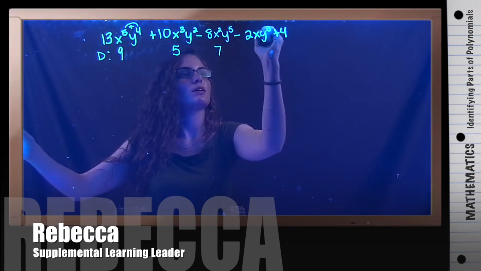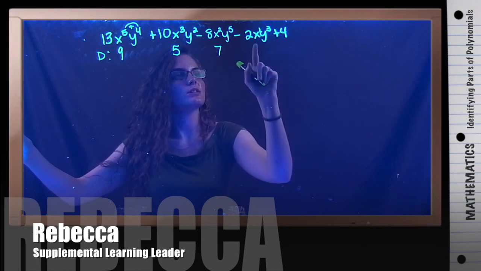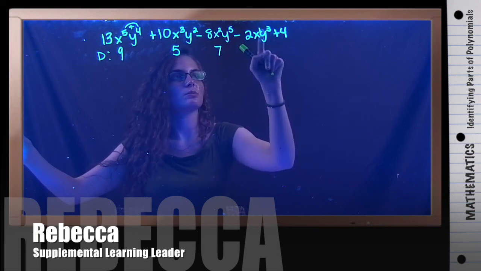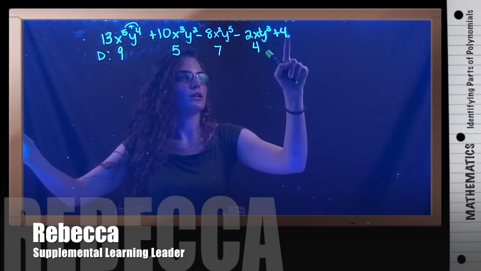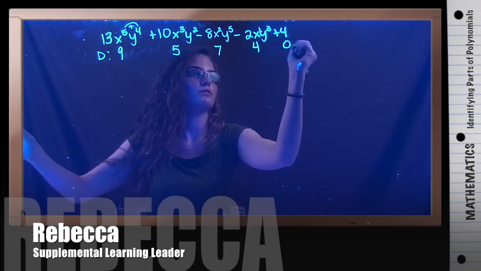This one is 3, and this one has an invisible 1 on it, even though you can't see it, so you need to make sure you do 3 plus 1 is 4. Now this one doesn't have a variable on it at all, so our degree for that one is 0.